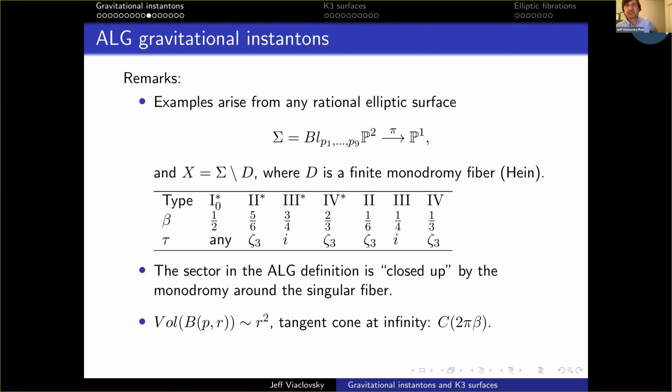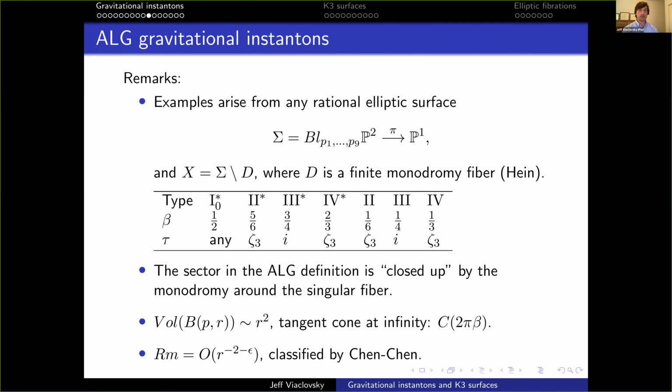So the asymptotic properties of these metrics, it's written here, I didn't know if I said it, this was in Hein's thesis. He showed these have quadratic volume growth, and the tangent cone at infinity is just that 2-dimensional cone of angle 2 pi beta, where beta is in this list. And the curvature tensor decays strictly better than quadratically. So these spaces fall under the classification of Chen-Chen. So these are all of the examples.